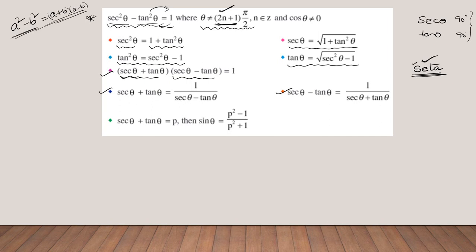Now if I want secant theta plus tan theta, then what I can do, I can transpose this secant theta minus tan theta to the right hand side. Then I will get secant theta plus tan theta is equal to 1 by secant theta minus tan theta. The same way secant theta minus tan theta I can write as 1 by secant theta plus tan theta. So these 3 forms are nothing but the excess forms which we obtain by the concept of a square minus b square.